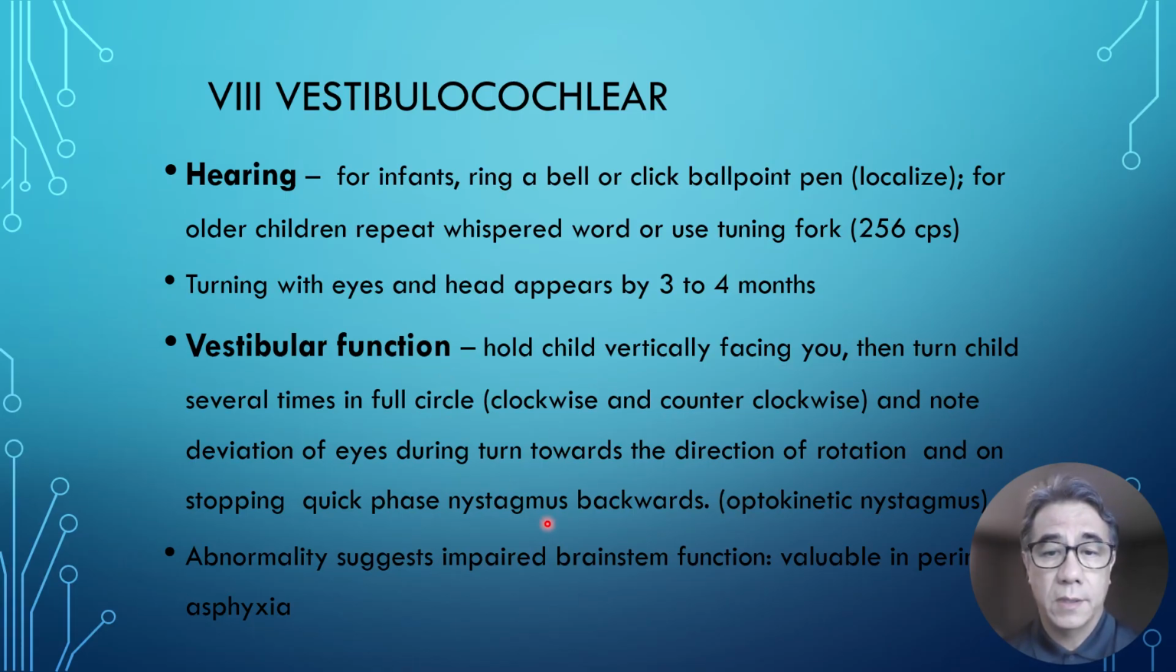Vestibular function can be tested by eliciting the optokinetic response by holding the child upright vertically facing you, then turning the child several times in full circle clockwise and counterclockwise, noting the deviation of the eyes during the turn towards the direction of rotation, and on stopping there's a quick phase nystagmus, which is the optokinetic response, and that's normal. The absence of which suggests impaired brainstem function.